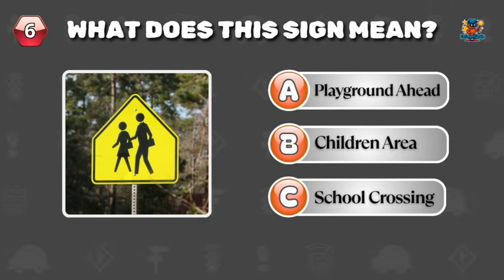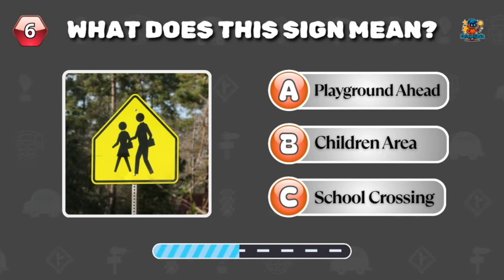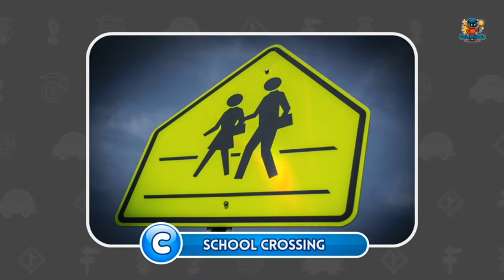Question 6. A. Playground ahead. B. Children area. C. School crossing. C. School crossing. Watch for children crossing, slow down and follow crossing guard instructions.